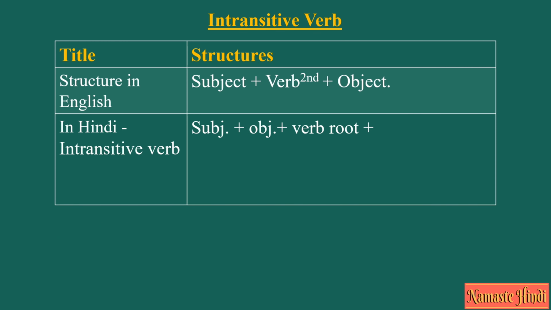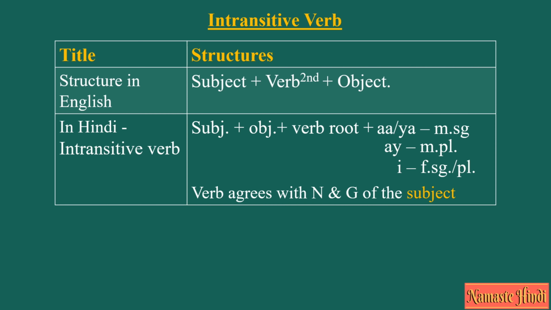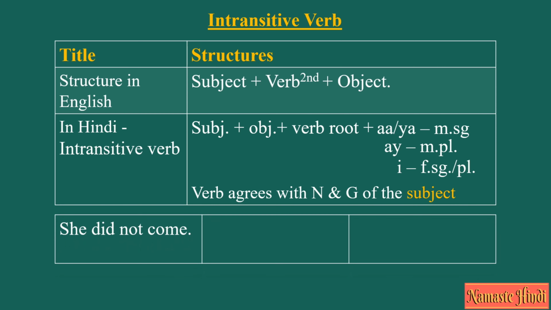Intransitive verbs. For English, the structure is the same, but for Hindi, intransitive verb structure is subject plus object plus verb root plus a or ya verb ending for masculine singular subject, a for masculine plural subject, e for feminine singular or plural. Remember, the verb agrees with the number and gender of the subject. For example, she didn't come. In Hindi it would be वो नहीं आई.